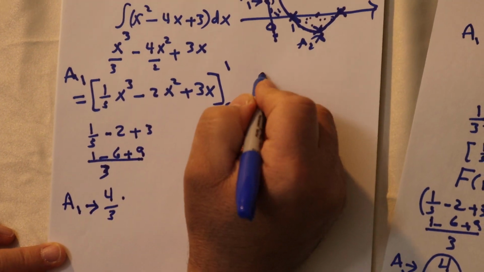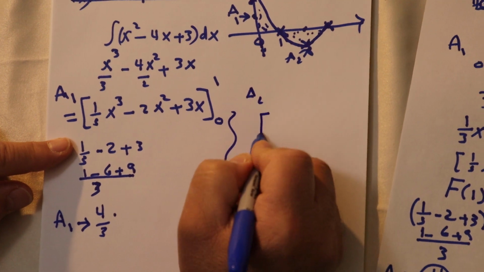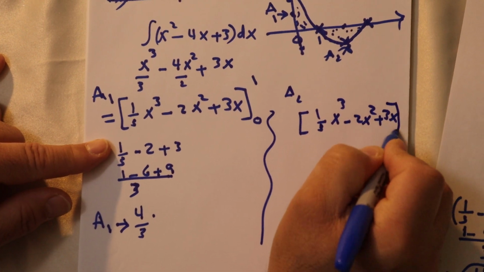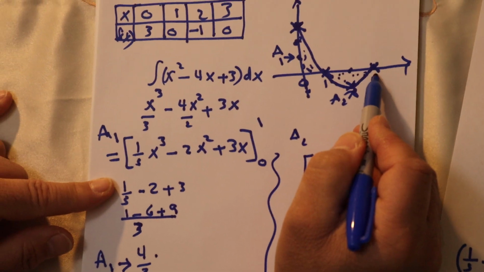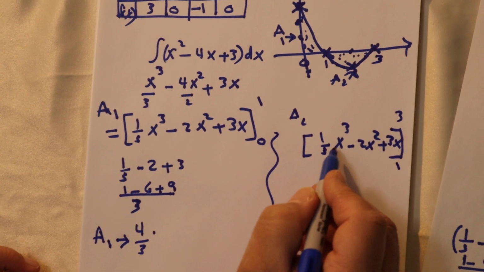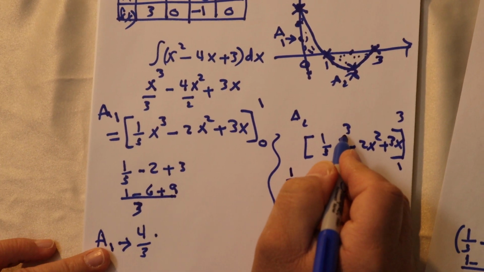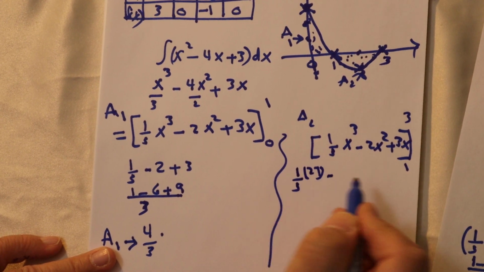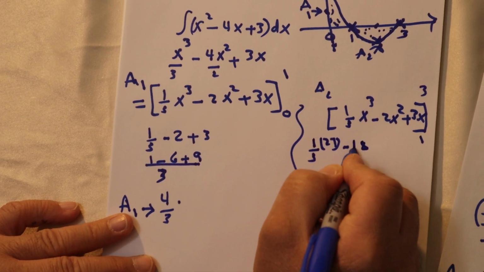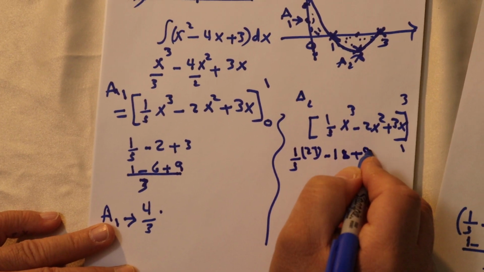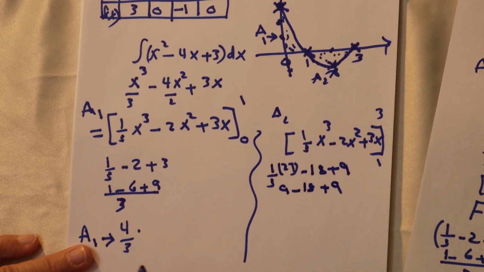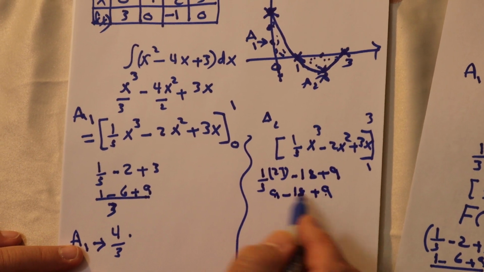Let's do area 2. Area 2 will be in here. So the same result of the integral, 1/3 x to the third minus 2x squared plus 3x, and our bounds will be from 1 to 3. You plug in 3. So 1/3 times 3 to the third is 27, minus 2 times 3 squared, which is 9 times 2 is 18, plus 3 times 3 is 9. And 1/3 of 27 is 9, so 9 minus 18 plus 9. 9 plus 9 is 18, minus 18 equals 0.